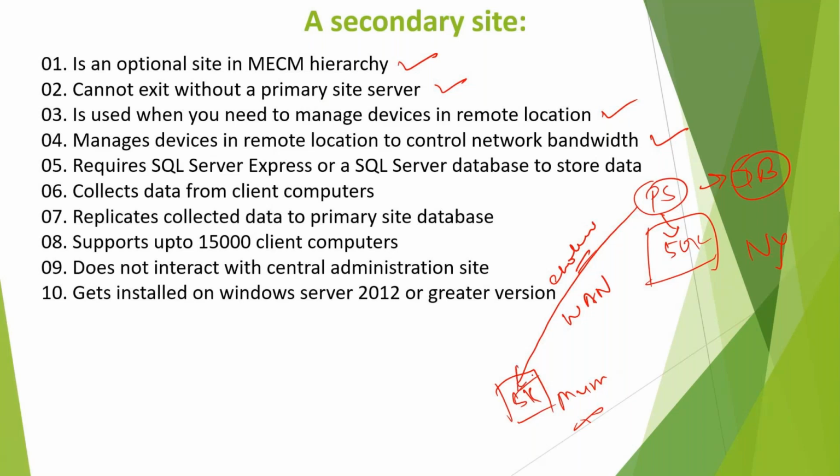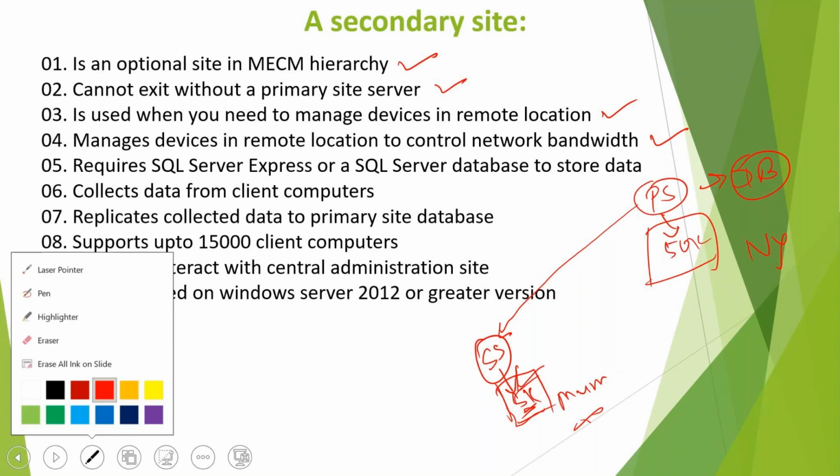It will be in high utilization. So the data transfer will get blocked and you will not have communication properly. So we don't want that kind of situation. That is the reason we will manage through secondary. So secondary is going to take the policies and contents from primary, and it's going to pass on the policies and contents to these 5,000 devices in Mumbai. So it is needed to control the network bandwidth.